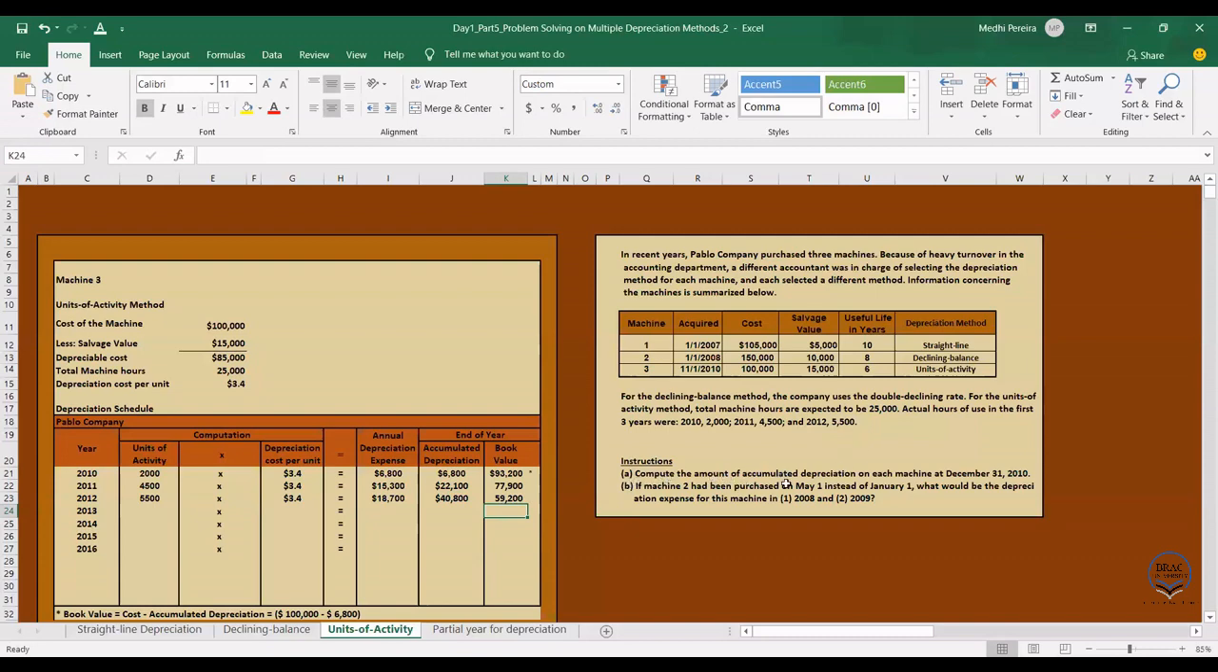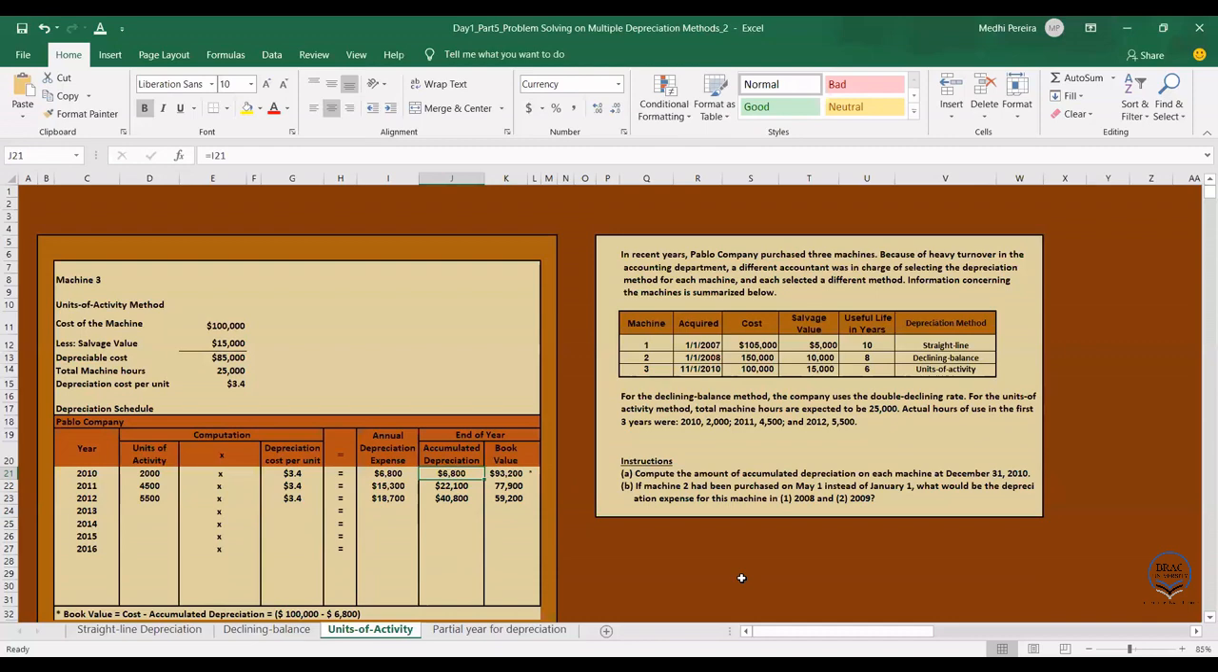Even though we have done the maths till 2012, till when the information is given, the instruction says: what is the accumulated depreciation at December 31st, 2010? So in that case, our answer should be 6,800. So we should write that at December 31st, 2010, for machine 3, the accumulated depreciation is $6,800.